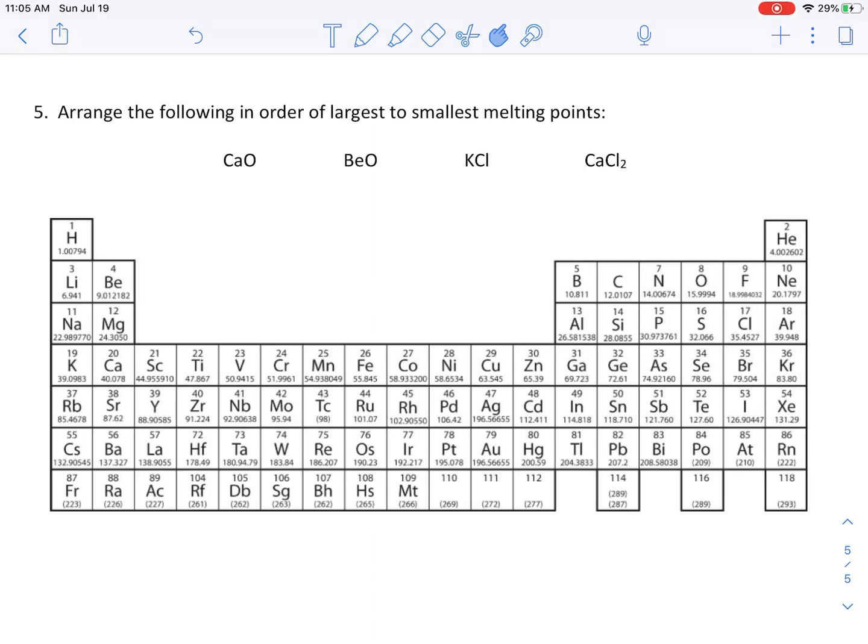Our last problem, number 5, is the exact same thing, except that they're going to ask you to do a little bit more work in arranging them. So plus 1, plus 2, plus 3, plus or minus 4, minus 3, minus 2, and minus 1 there. So the first thing we're going to do is look at their charges.